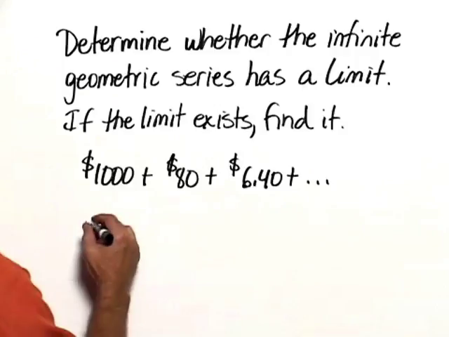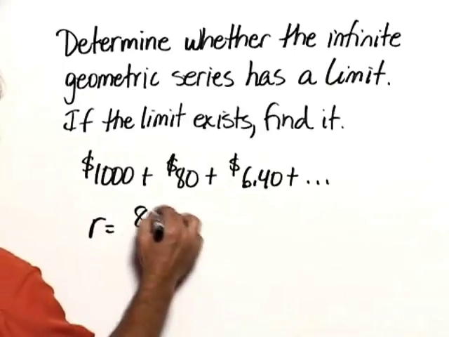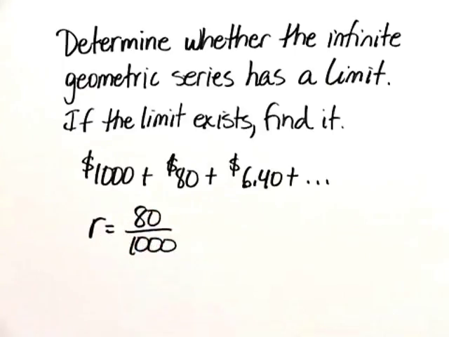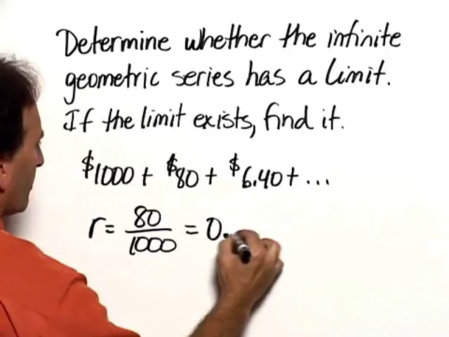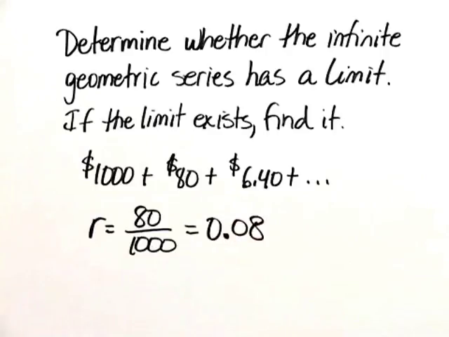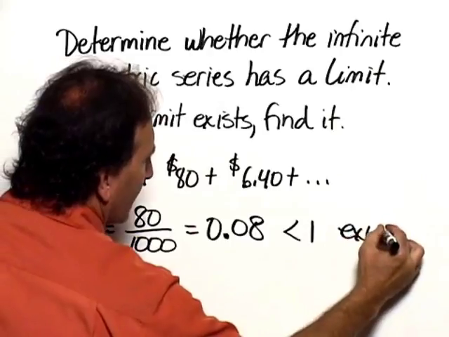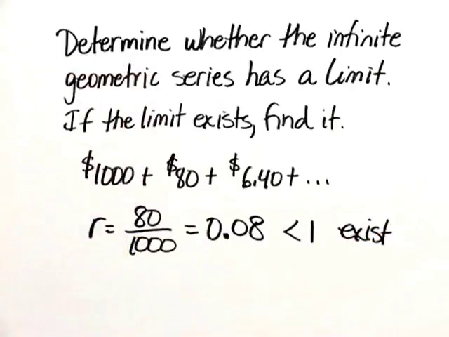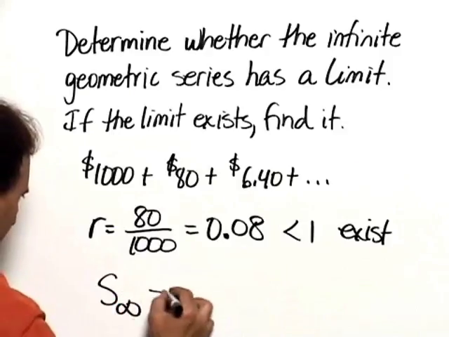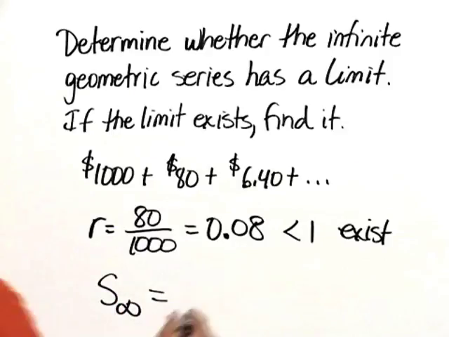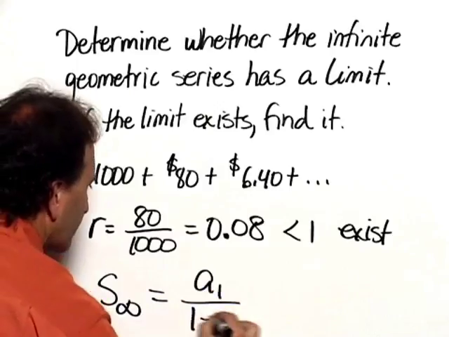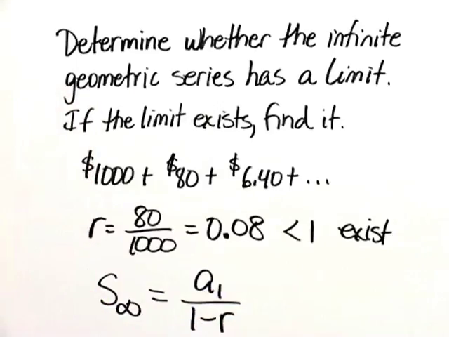So let's identify r. r would be equal to 80 divided by 1,000, which is equal to 0.08. That's clearly less than 1, and therefore the limit does exist. The formula for the limit, the sum to infinity, is equal to a sub 1 divided by 1 minus r.